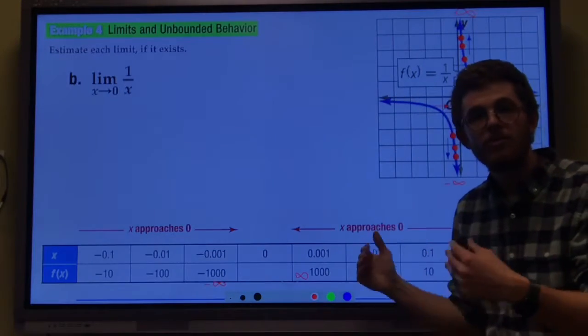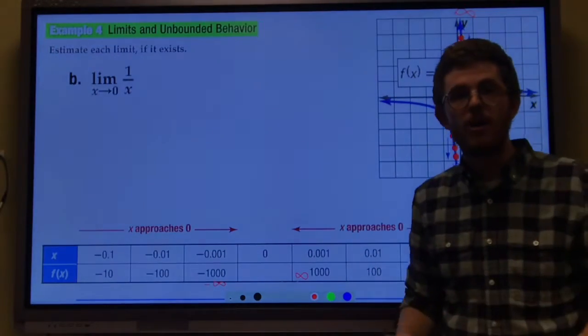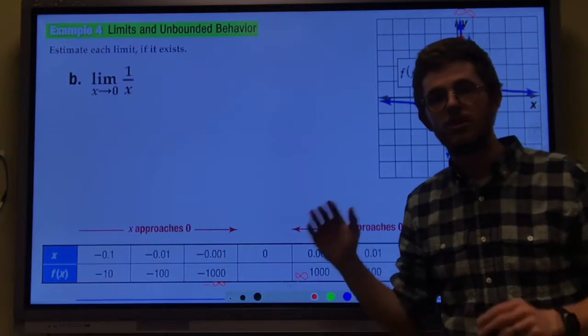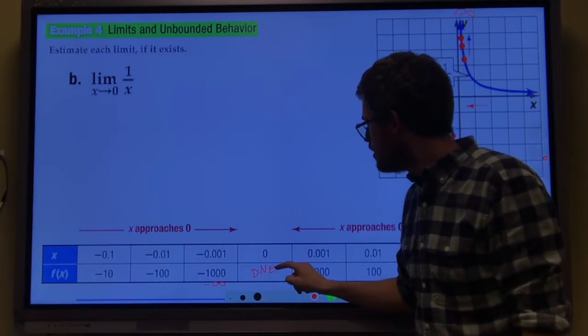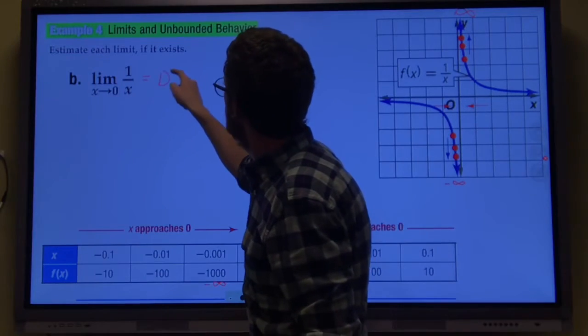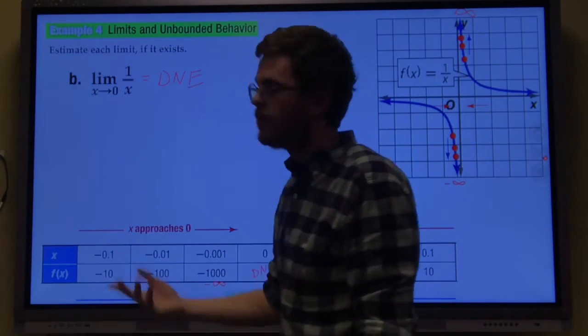That's approaching negative, that's approaching positive. They're approaching different values. And if we ever have something approaching different values from the left or the right, the limit does not exist. It doesn't exist.